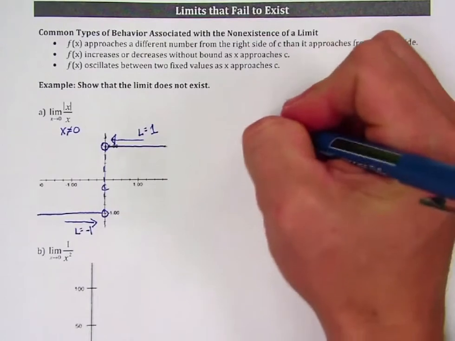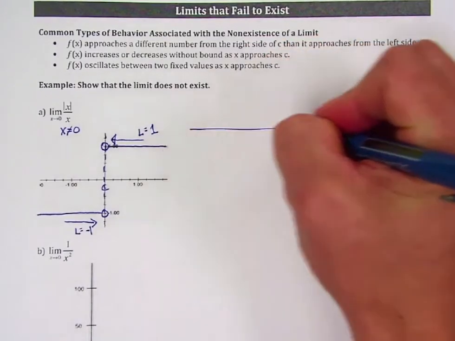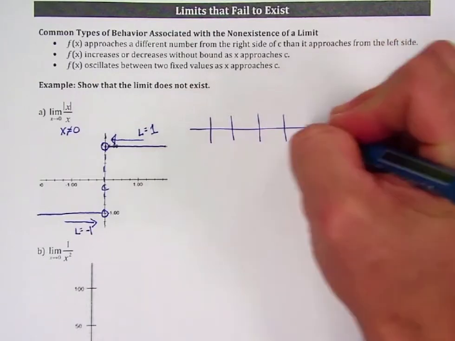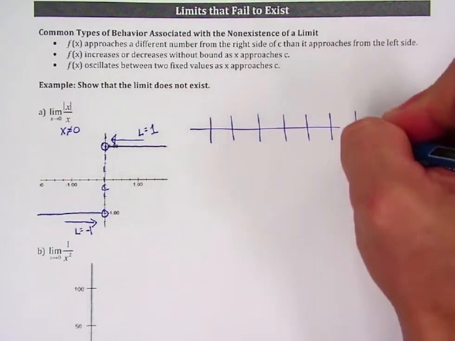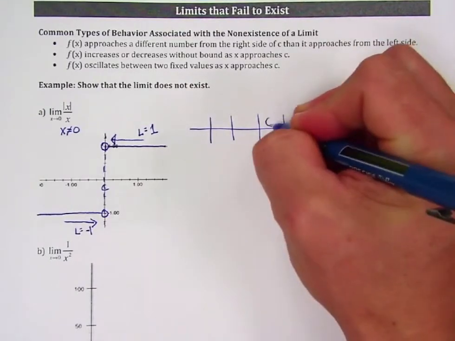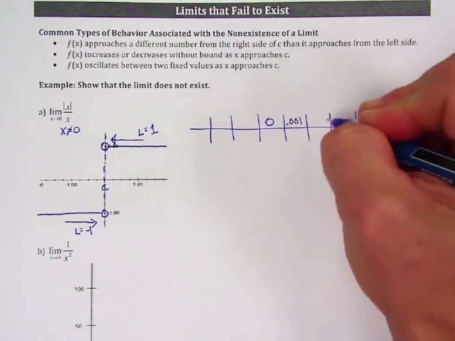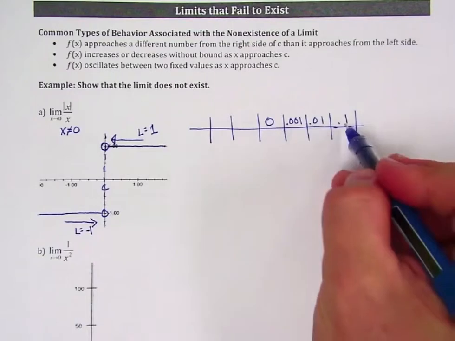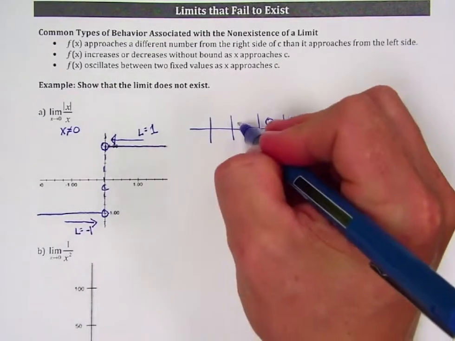If we look at our table of values here, we'll put 0 here in the middle. Get larger and then get smaller.